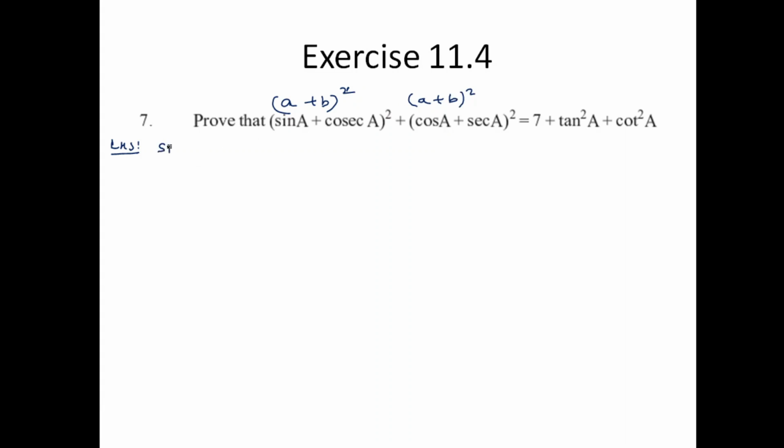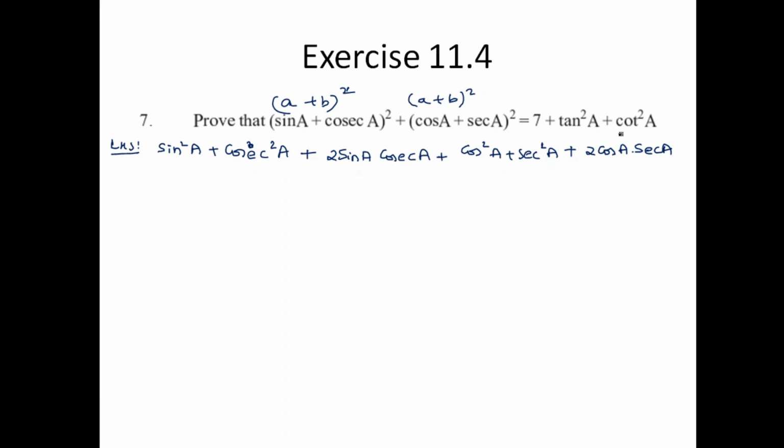So I can write this here as sine square A plus cosec square A plus 2 times of sine A into cosec A plus this can be written as cos square A plus secant square A plus 2 times of cos A into secant A. I hope this is clear to everyone up to here, right?